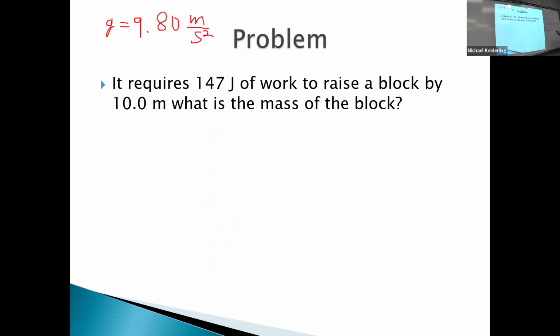If it requires 147 joules of work to raise a block by a distance of 10 meters, what is the mass of the block?